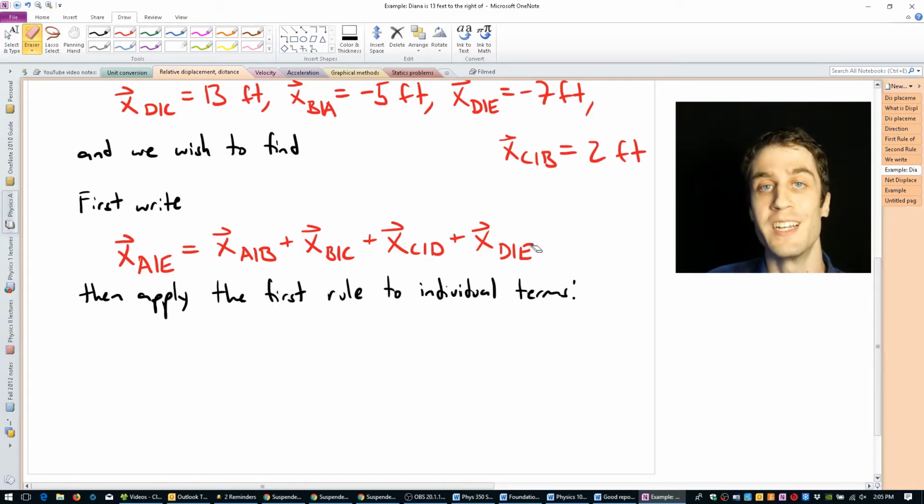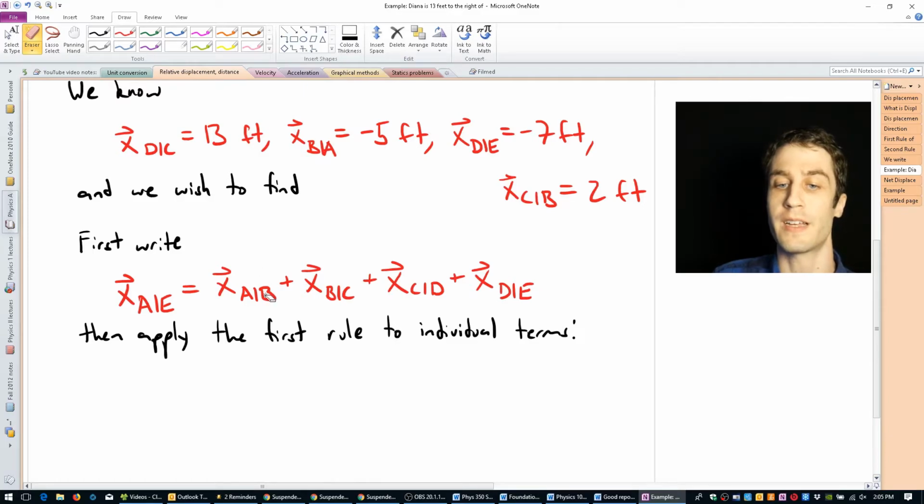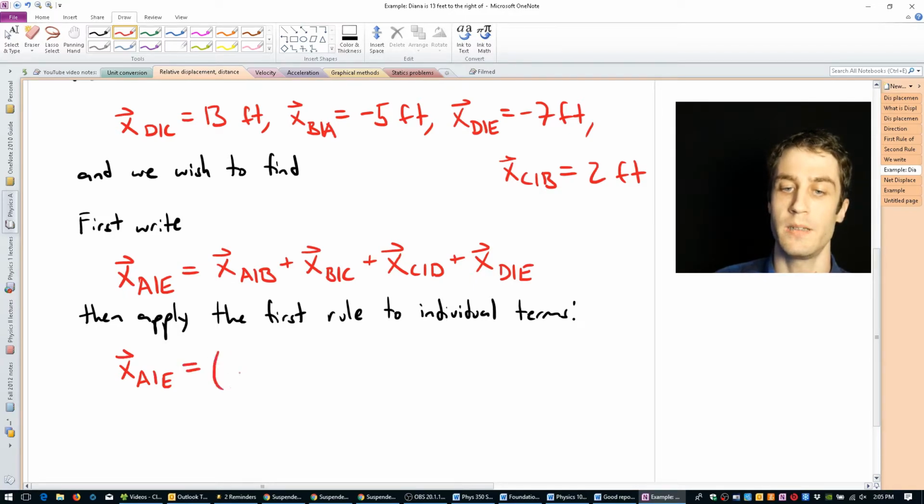Do we have these terms? No, we don't have these terms. We have some of them with their subscripts flipped. So for example, we don't have xa relative to B, we have xb relative to A. So you have to be very careful about how we apply it. So we apply the first rule to the individual terms, and what we get is xa relative to E is equal to xa relative to B, but we're not given that, we're given -xb relative to A. That allows us to swap the order of the subscripts by putting a negative sign in front.